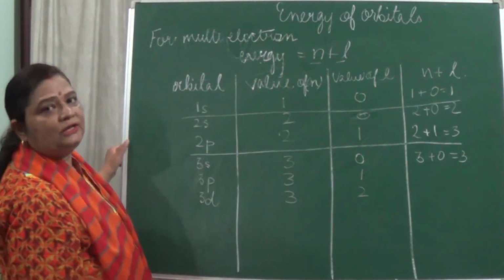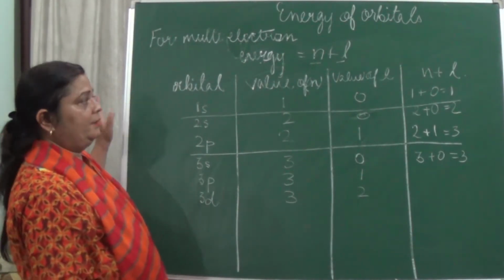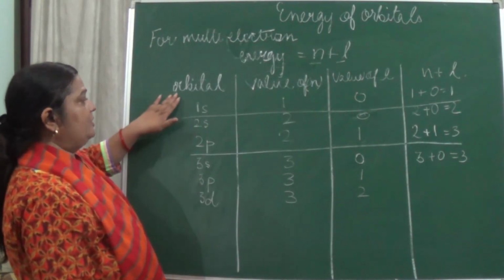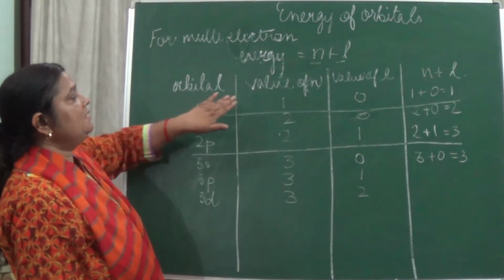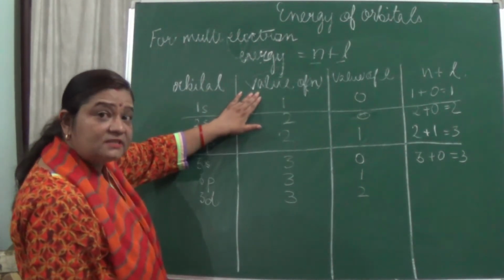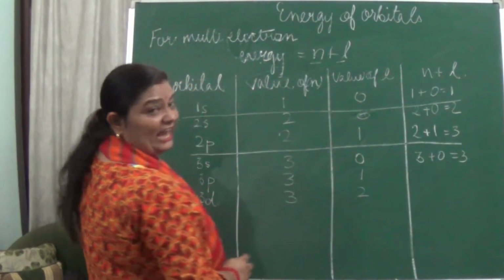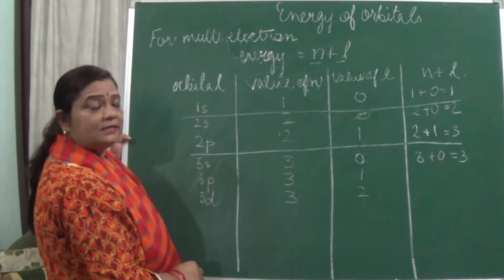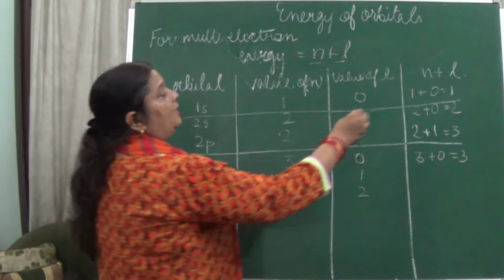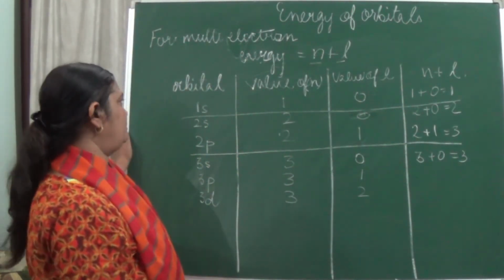Now let us try to understand the table which is being made over here. The first column represents the orbital, the second is the value of n, where n means the principal quantum number. The third is the value of l, which means the value of the azimuthal quantum number. And the last is n plus l, which tells about the energy of the orbital.